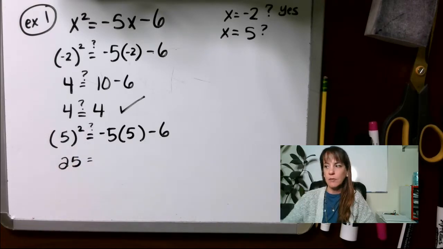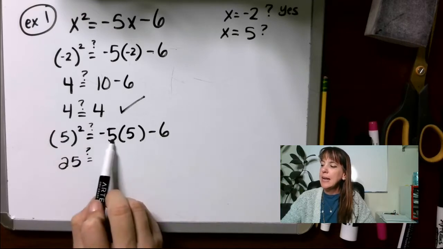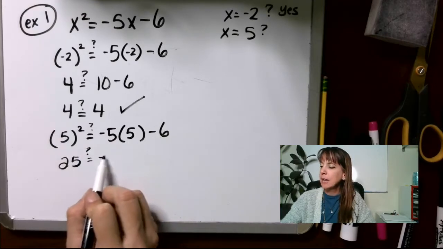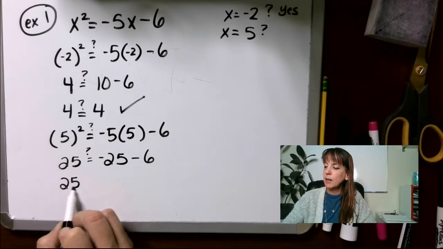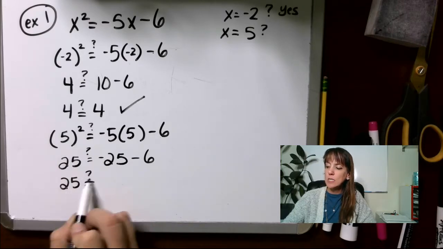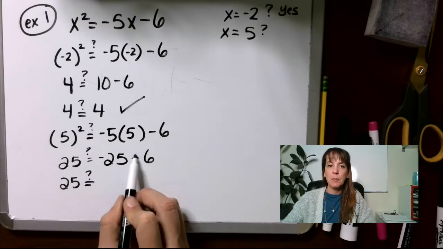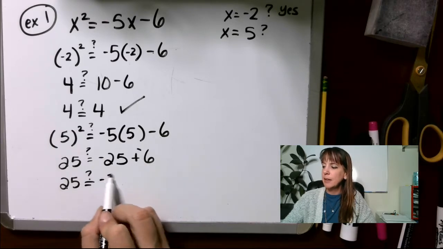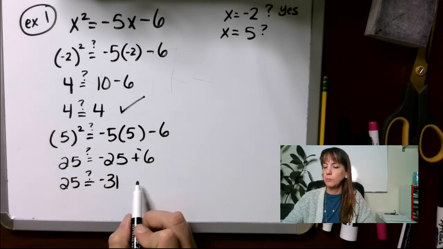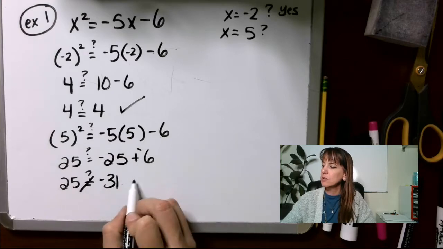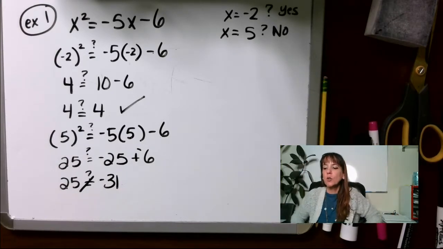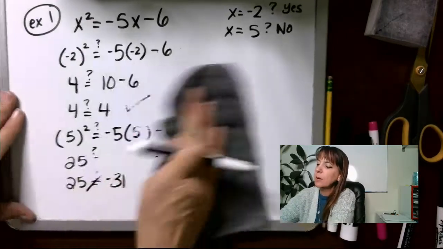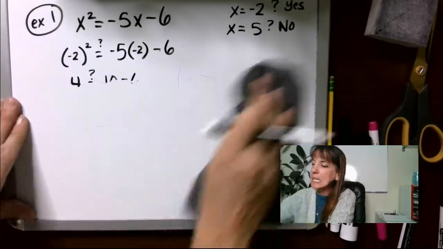Because we're questioning if that's a solution. -5 times +5 is -25 minus 6. Does 25 equal, and remember, add the opposite, -31? No, does not equal. So this would be no, okay? So that's all a conditional equation is asking you to do: plug in some numbers and see if we get them to equal each other and balance.